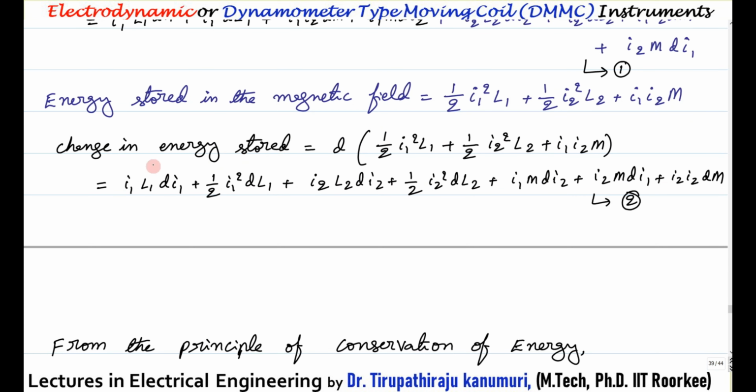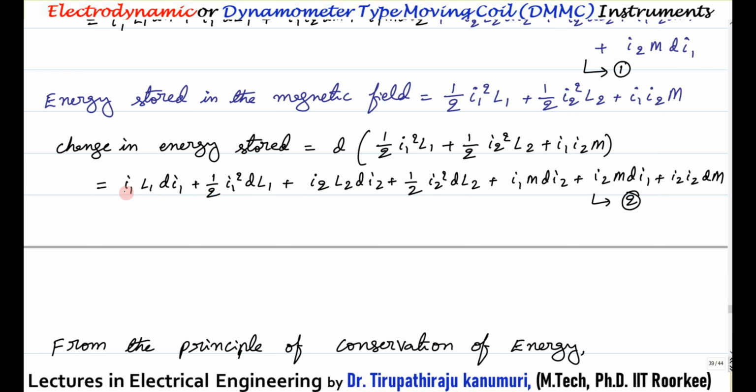So the change in the energy stored. How much is the change in the energy stored? Whenever some change is there in the deflection, the change in the energy stored can be given by the differentiation of this entire expression. Again here two variables are there: the variable can be either current or inductance. Similarly, current or inductance here, and here also current or inductance. Here three variables are there, here two variables are there. So when you do the differentiation, you will get this equation.